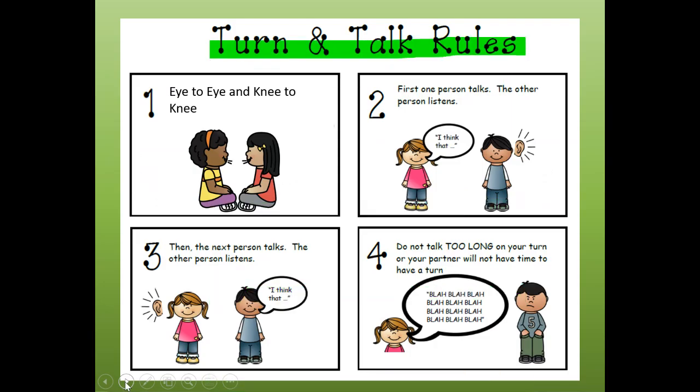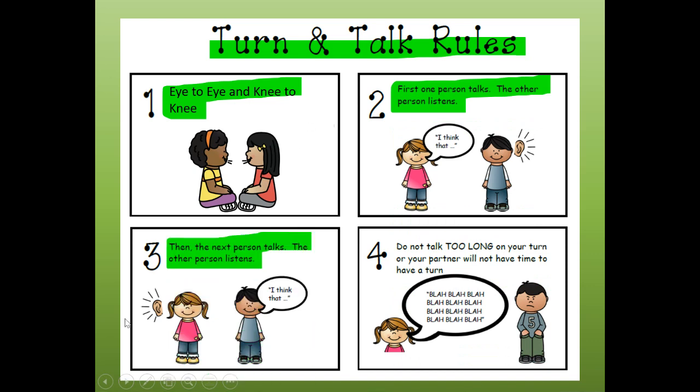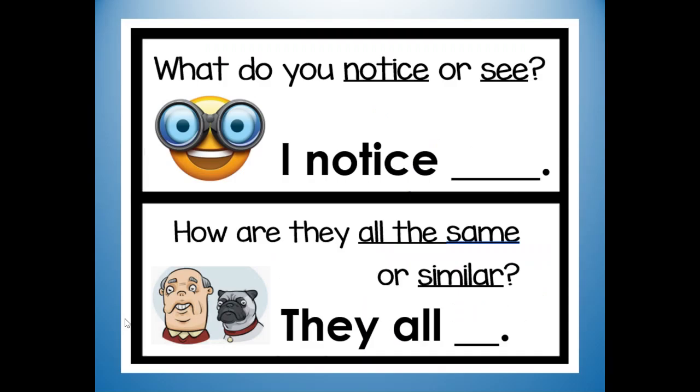So if you have a partner at home, here are turn and talk rules. Number 1, eye to eye and knee to knee. It's important to look at the speaker when you are talking and listening. And first one person talks, the other person listens. Number 3, then the next person talks, the other person listens. But do not talk too long on your turn, or your partner will not have time to have a turn.